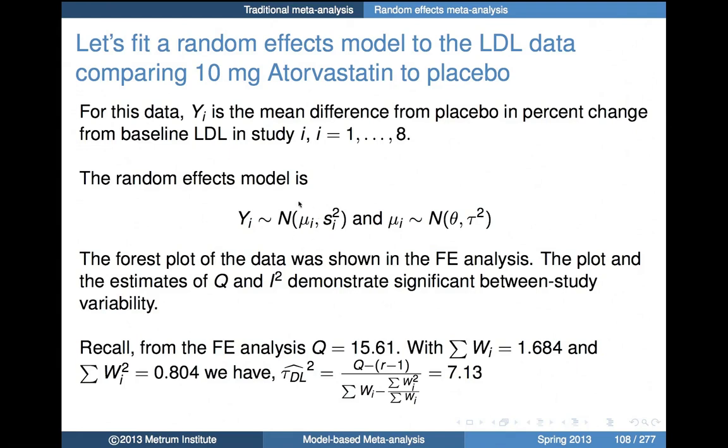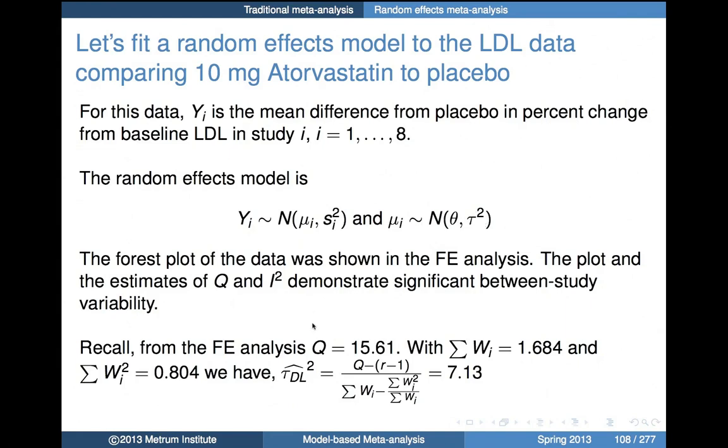Where I'm using μi here to represent the study-specific mean response in the ith study. And the μi's then are normally distributed with a mean of theta and a between-study variance of tau squared.